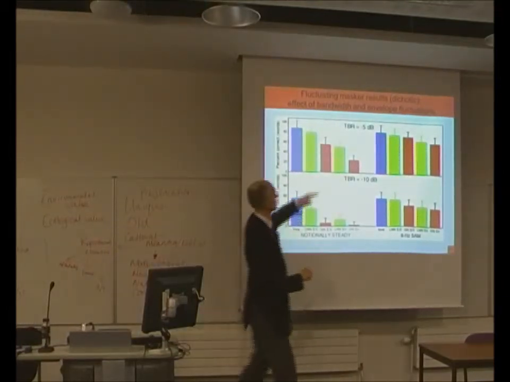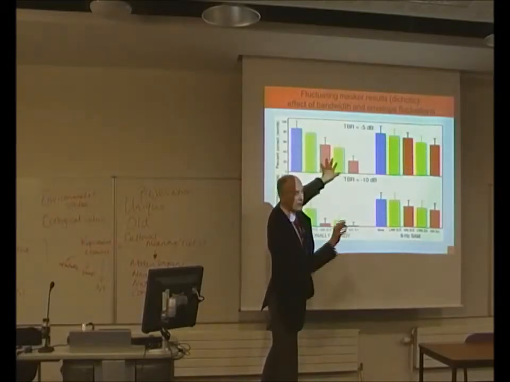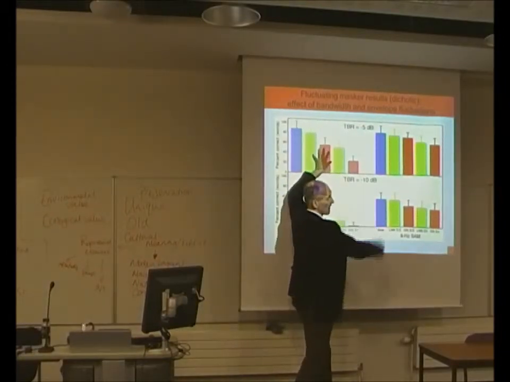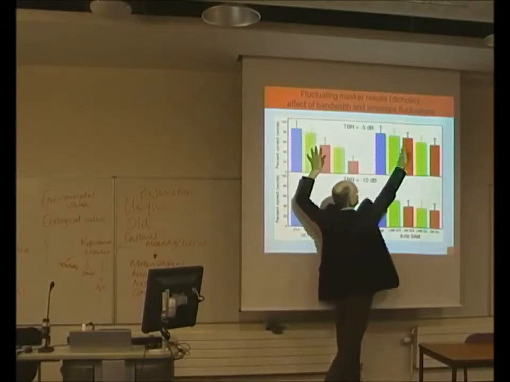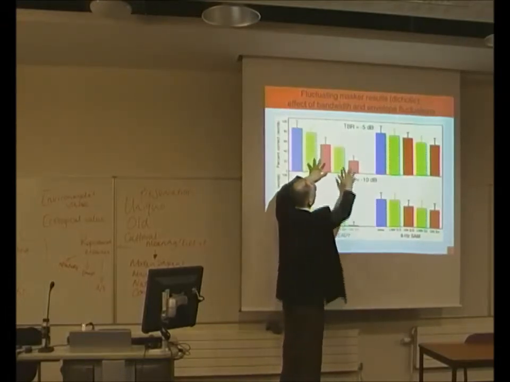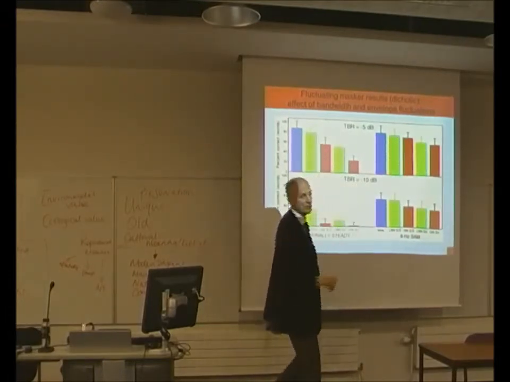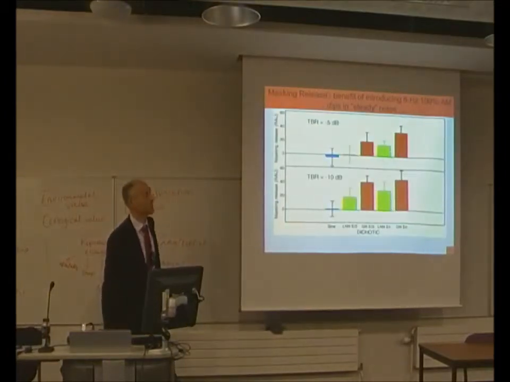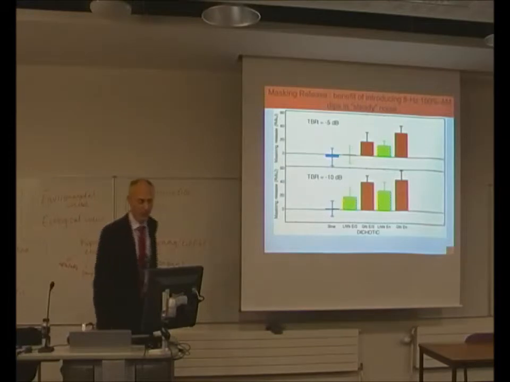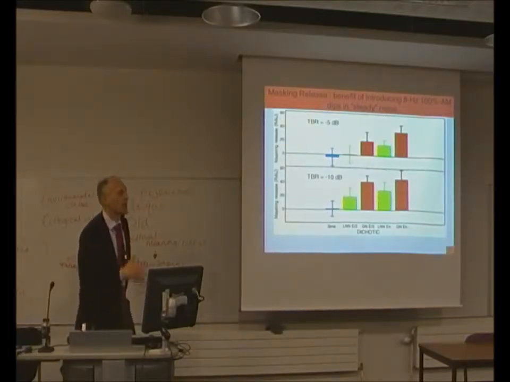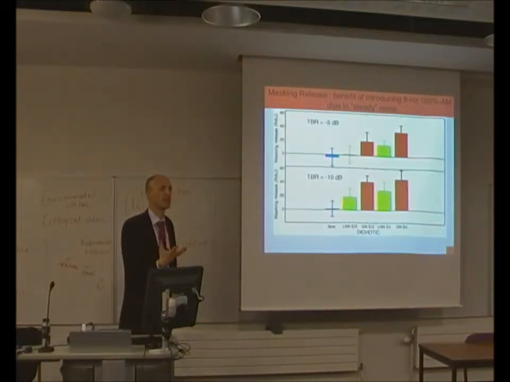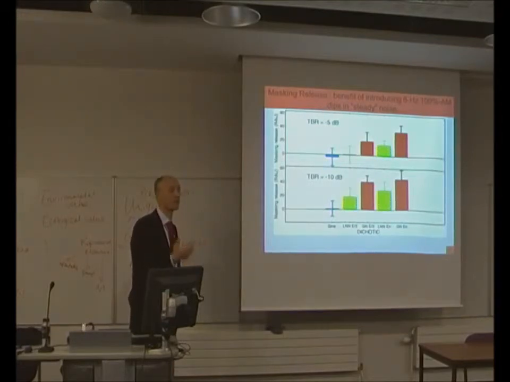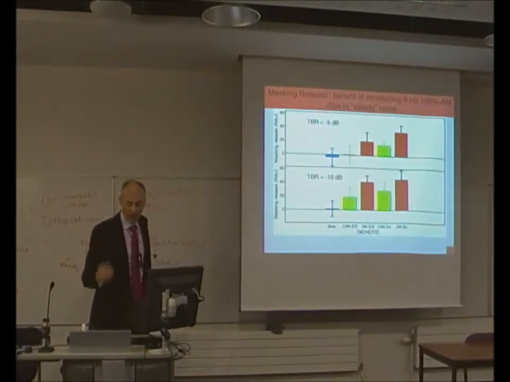So when you get a masking release, what you're doing is you've already crippled them by giving them noise or fluctuations, and you put in the 8 Hz fluctuations and they improve in intelligibility, so it's just releasing them from the garbage that you put into the masker. It's quite often. Okay, so we've shown this at 8 Hz. So, shown that modulation, that release from masking, if it does occur, is release from modulation masking, not from energetic masking.